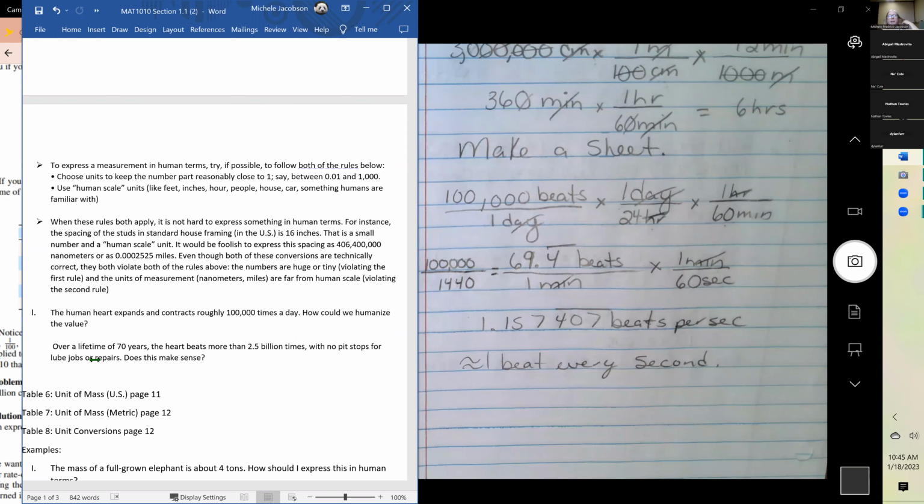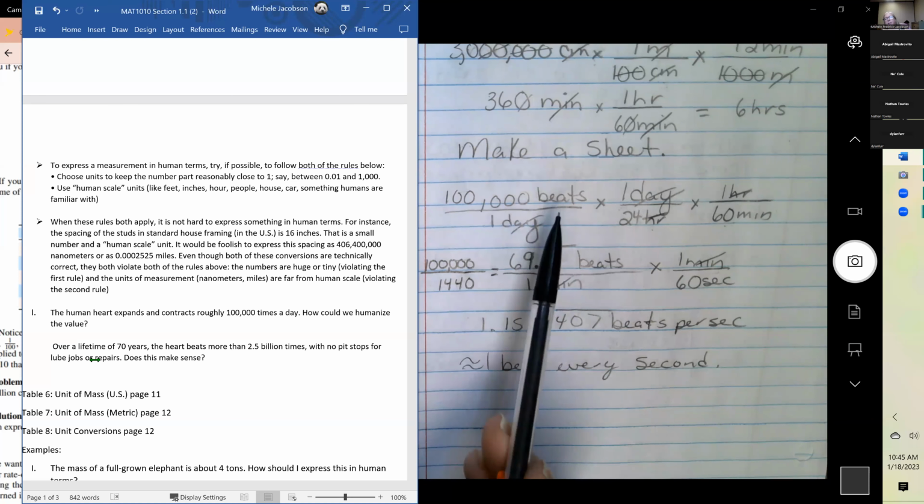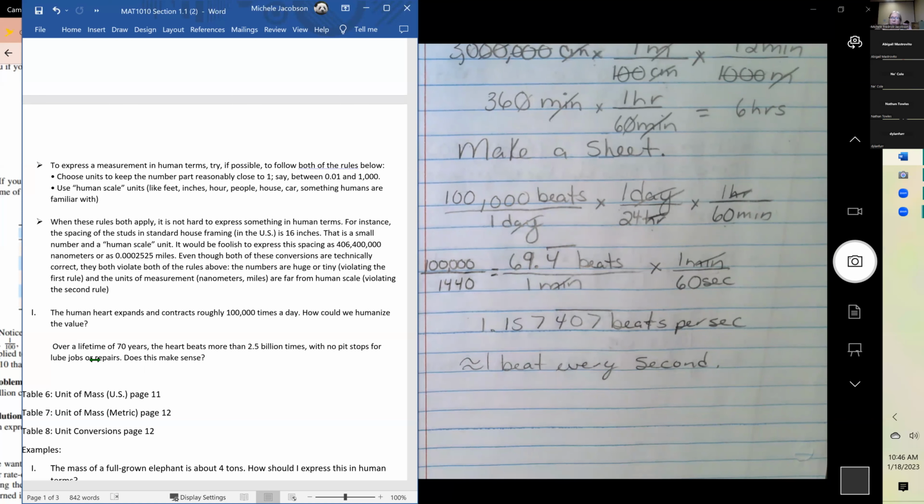So when someone says that your heart beats 100,000 times in a day, I could see that. I could see it beating once every second. But when you tell me 100,000 beats in a day, it's hard to visualize. So when you can break it down into something like 69 beats in a minute or approximately 1 beat every second, it makes it a little easier to visualize. And that's what you're doing when you're humanizing a value.